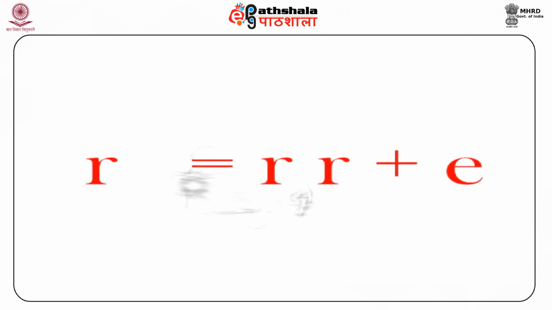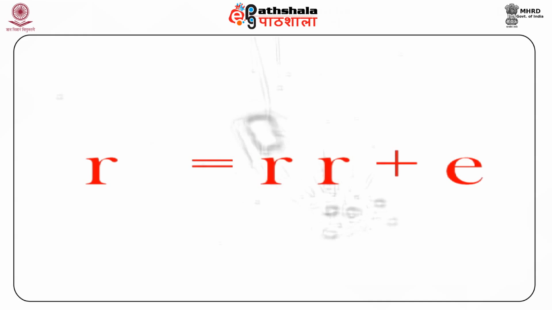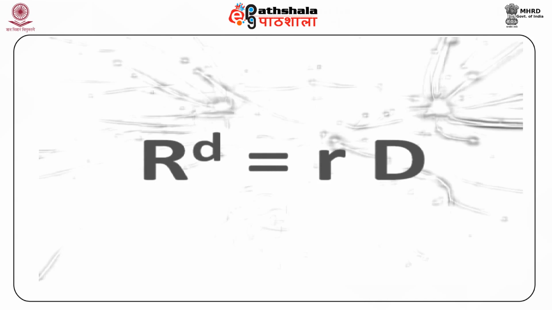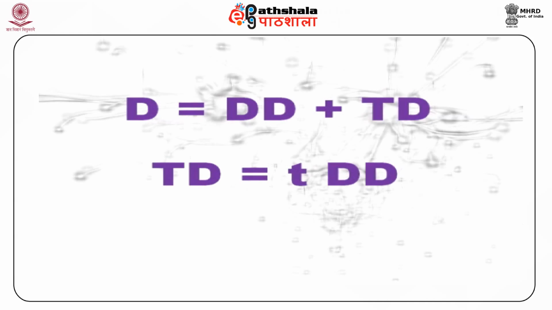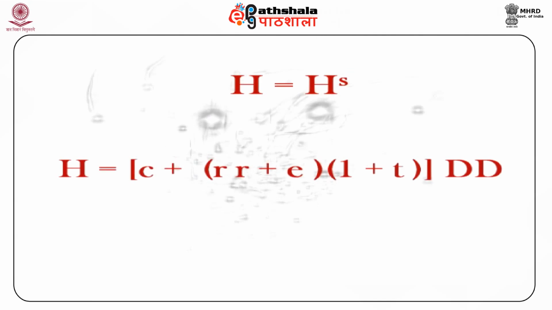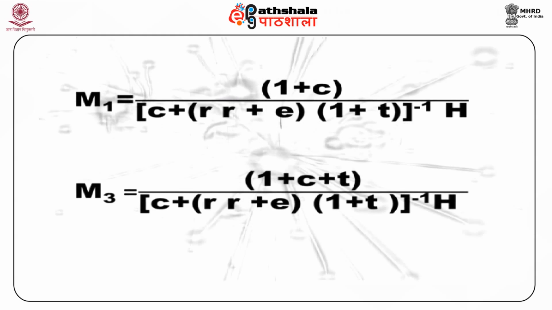we get the expression where the reserve ratio R equals the required reserve ratio RR plus the excess reserve ratio E. The total reserves R are a certain proportion of total deposits D. The total deposits D are composed of demand deposits DD and time deposits TD. With H equal to HS, we have these expressions for narrow and broad money.